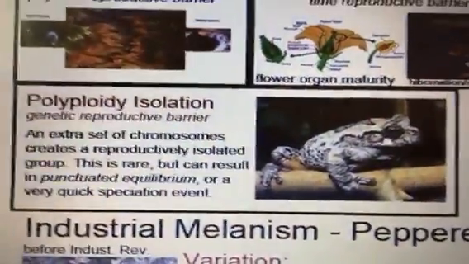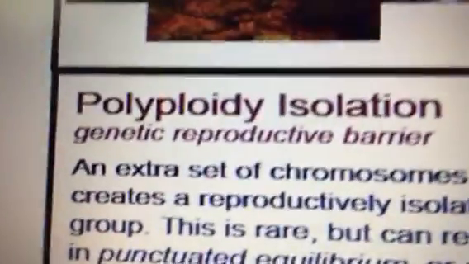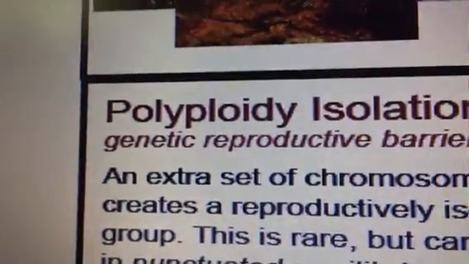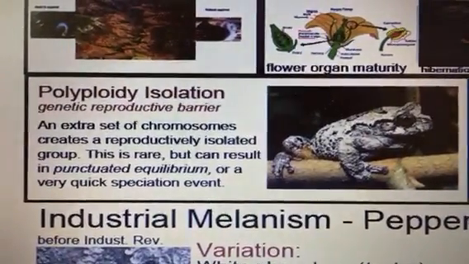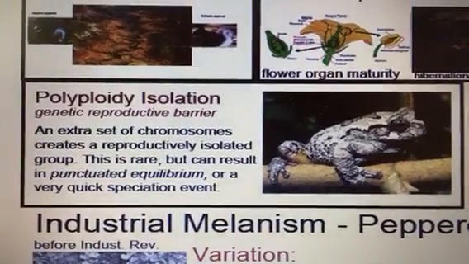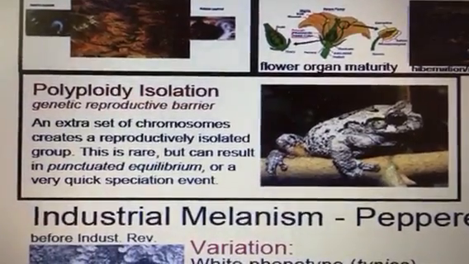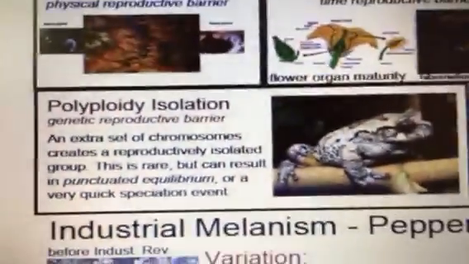And then lastly, and perhaps most dramatically, polyploidy. This refers to like haploid, diploid, triploid, octoploid. It's the number of chromosomes you have. And so if you just by accident get an extra set of chromosomes, you are probably genetically incompatible with your other group. And this is pretty rare, but if it does happen in the right circumstances, it can lead to punctuated equilibrium, and you have an instant new species.